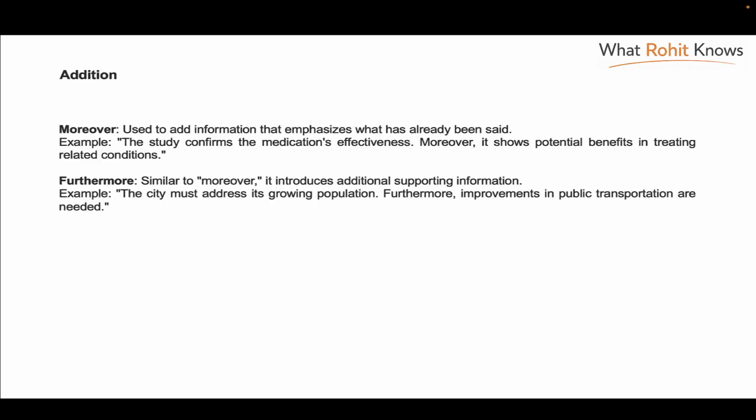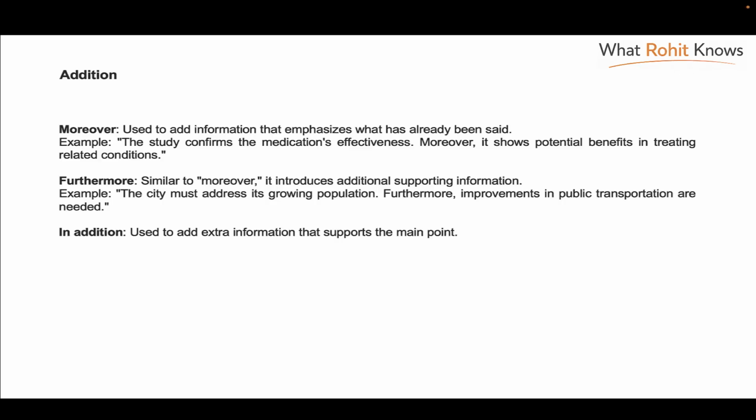Now, let's say you write this in this way: the city must address its growing population. Moreover, improvements in public transportation are needed. So moreover means the next point is on top of that, more important, right? It has more weight than this. But furthermore means, next to this: you do this, but that's not enough. Furthermore, you have to do this.